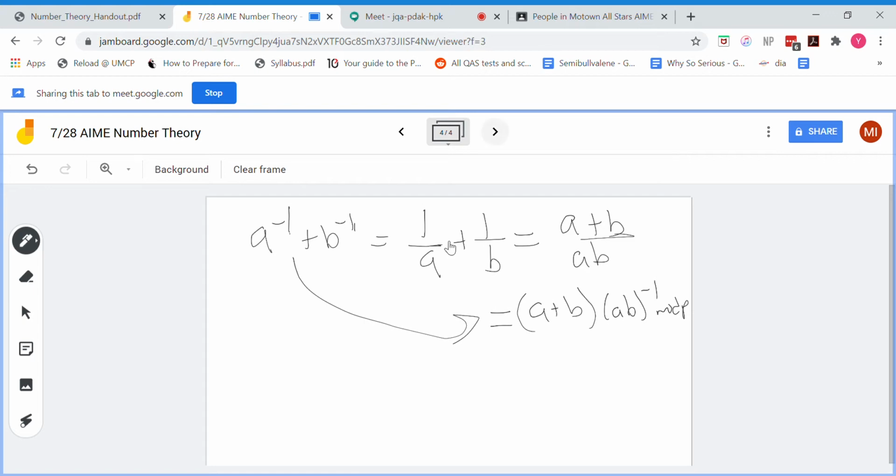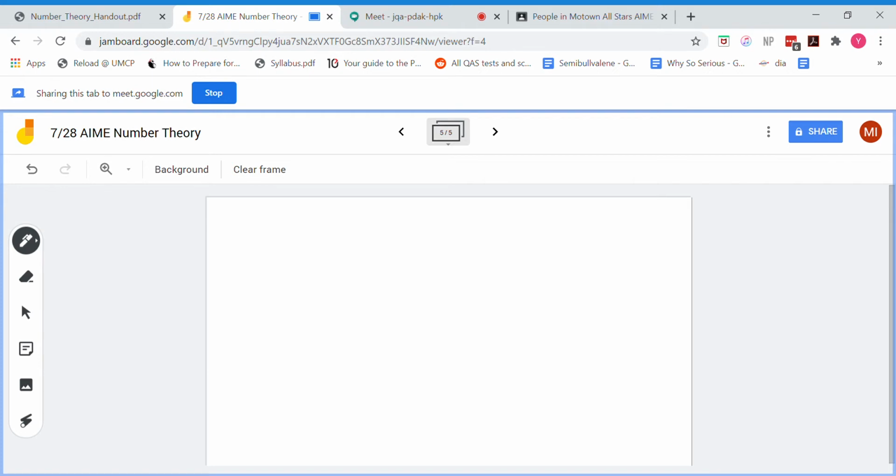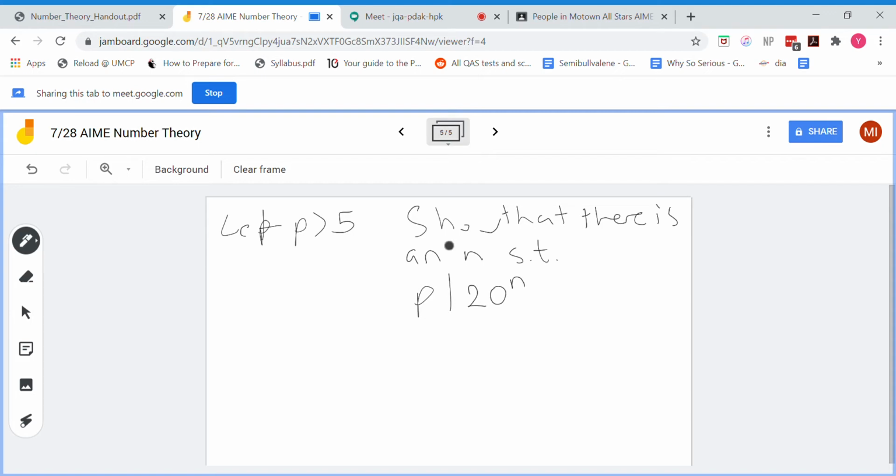An example of where this would be useful, let's consider the problem. Let P be greater than 5. So for any prime P greater than 5, show that there is an n such that P divides 20 to the power of n plus 15 to the power of n minus 12 to the power of n.